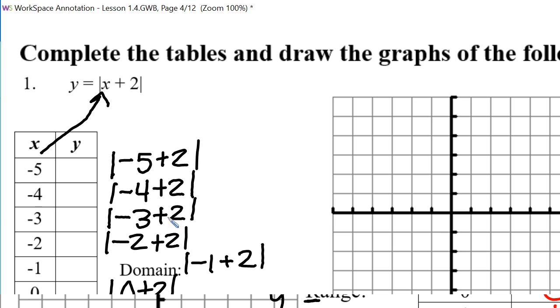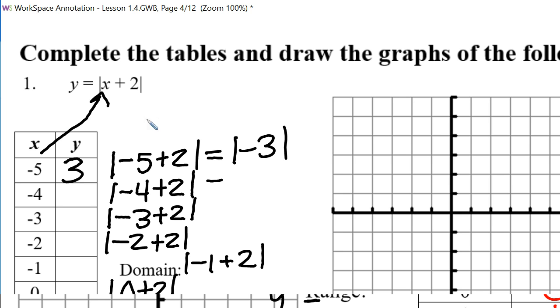Now, remember order of operations. You work inside your grouping symbols first. So work inside the absolute value. So inside our absolute value, looking at this first one, what is negative 5 plus 2? Negative 3. So work inside the grouping symbol first. Then take your absolute value. And what's the absolute value of negative 3? 3. The distance from 0 would be 3 units.